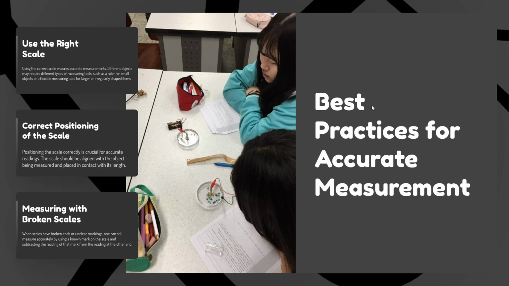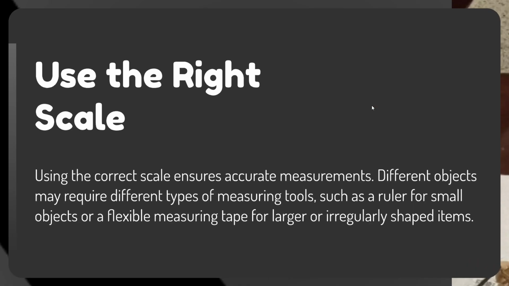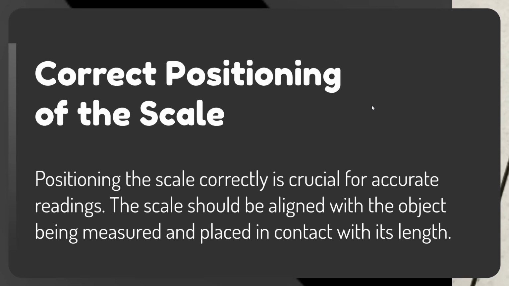So, best practices for accurate measurement. That is, use the right scale. Using the correct scale ensures accurate measurement. Different objects may require different types of measuring tools, such as a ruler for small objects, or a flexible measuring tape for larger or irregularly shaped items. Okay, so we need to use a correct measuring scale.